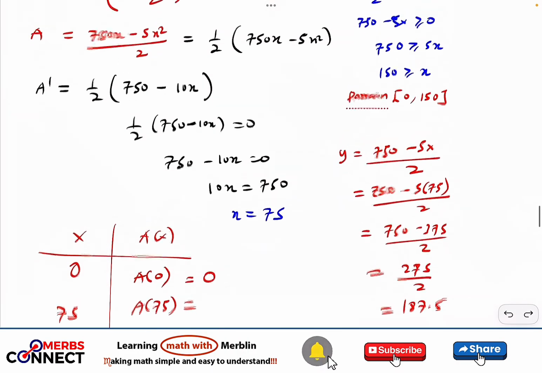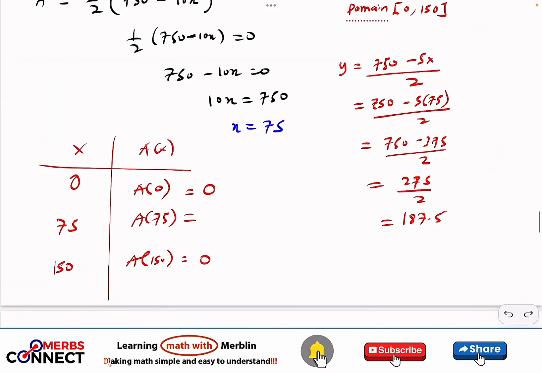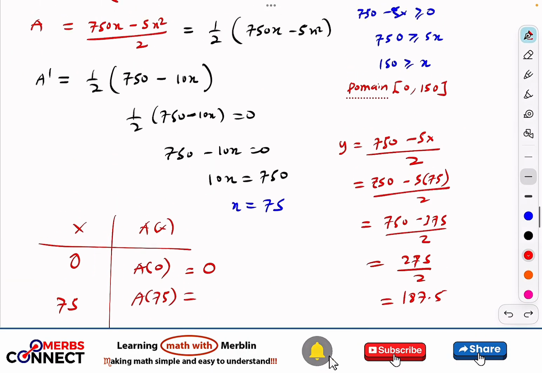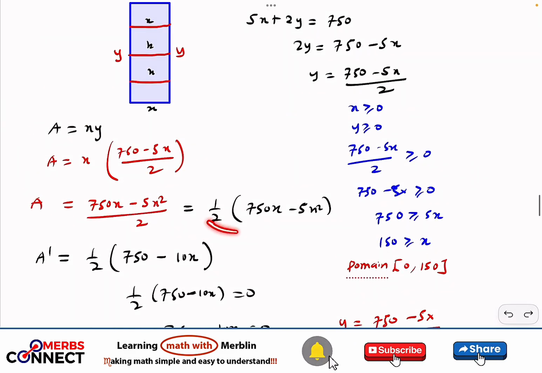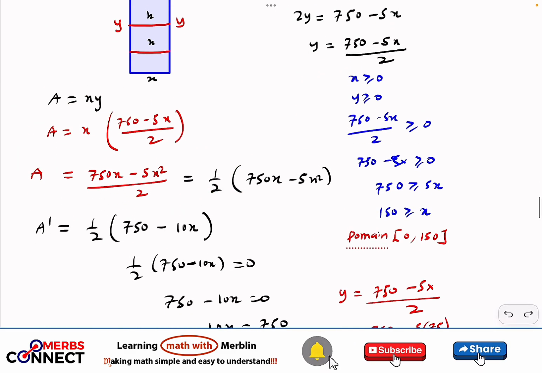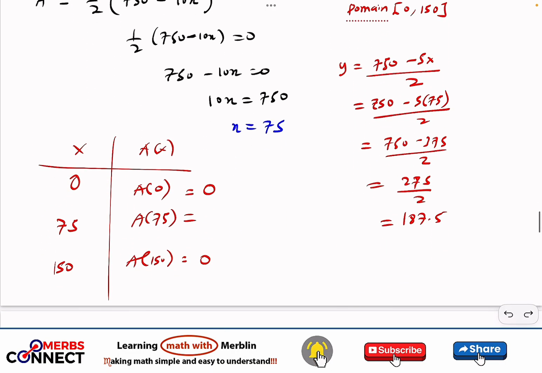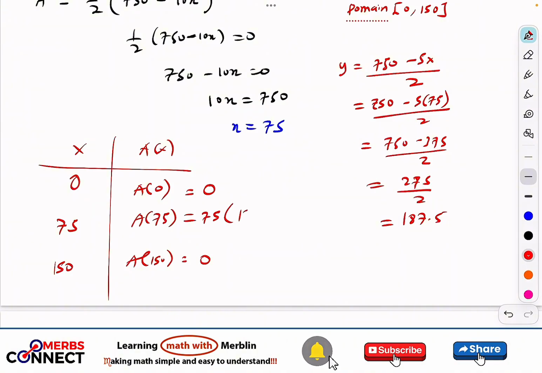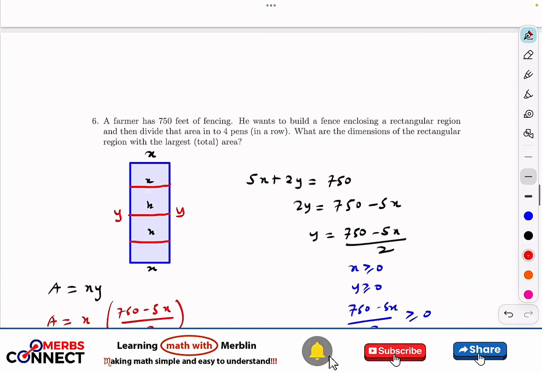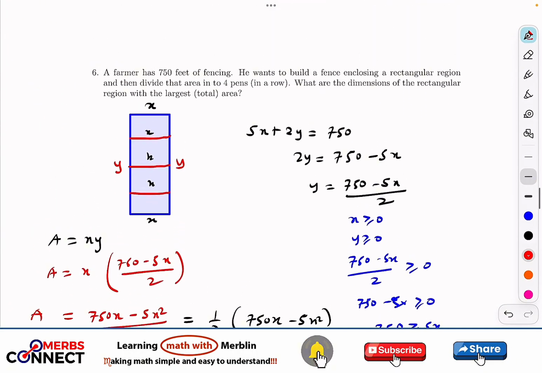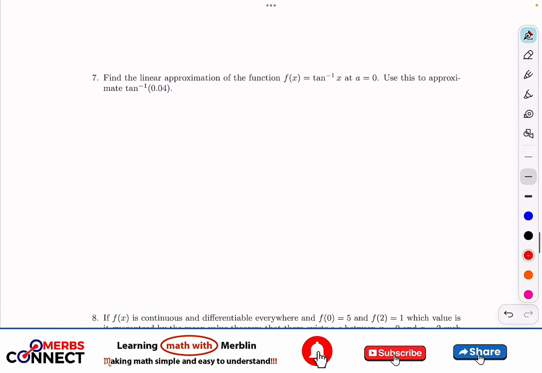And then here, what do we get? So instead of plugging it in, I can plug it inside this one too. So this one will be x times y. So x is 75 and y is this. So when I do that, I'm going to have 75 times 187.5. And definitely this is going to give us the max here, right? So when you multiply it, this is going to give us the max. So yeah, this verified question 6 that we get the total area.